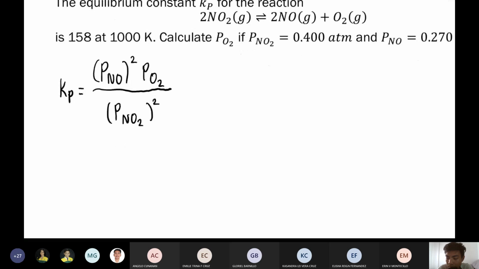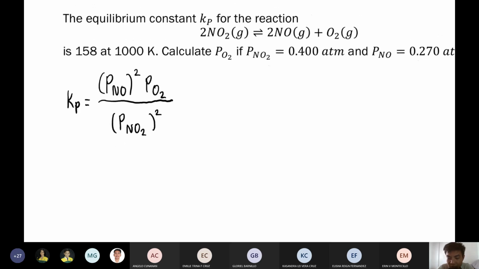Ano sabi sa problem? We solved for pressure of oxygen. Ito yung hinahanap. So, hanapin natin yan. Gawa tayo ng equation para ma-solve natin yan. So, again, cross multiplication 'to kasi may katabi ito na ibang terms. Itong nasa denominator, cross multiply natin para malipat siya. Itong nasa numerator, cross multiply natin para malipat siya.